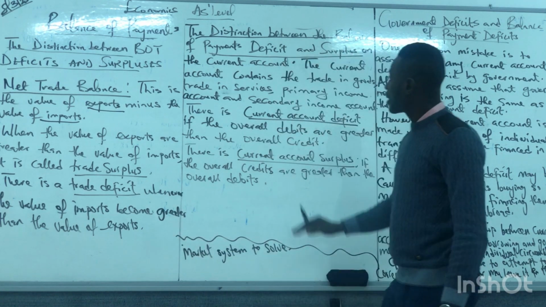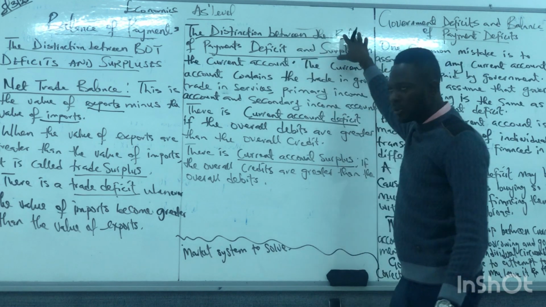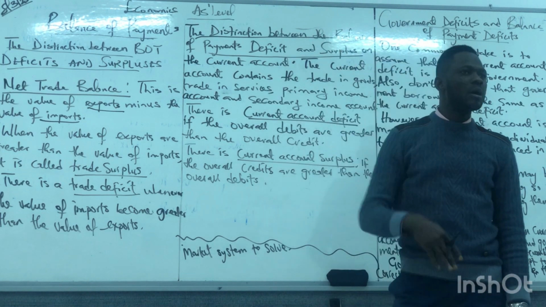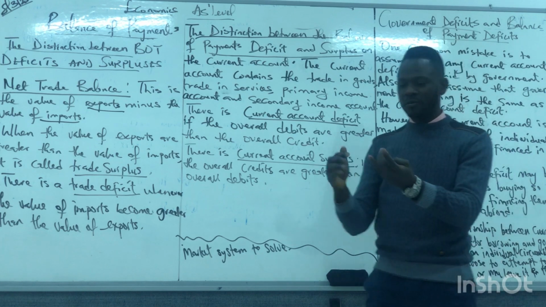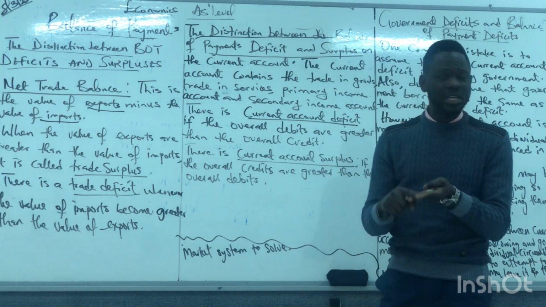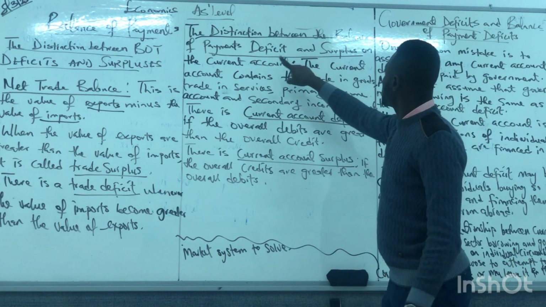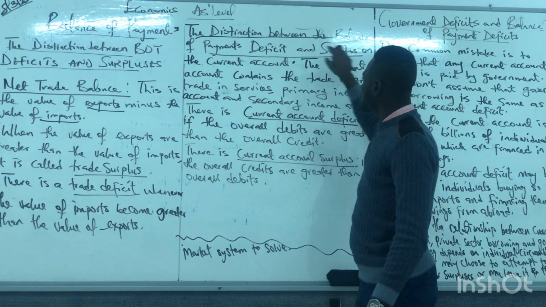Let's move on. There is a distinction between the balance of payment deficit and surplus. Here we need to talk about the current account. And in the current account, we have our exports, we have our imports, we have our primary income and our secondary income. So here it goes. The distinction between the balance of payment deficit and surplus on the current account.